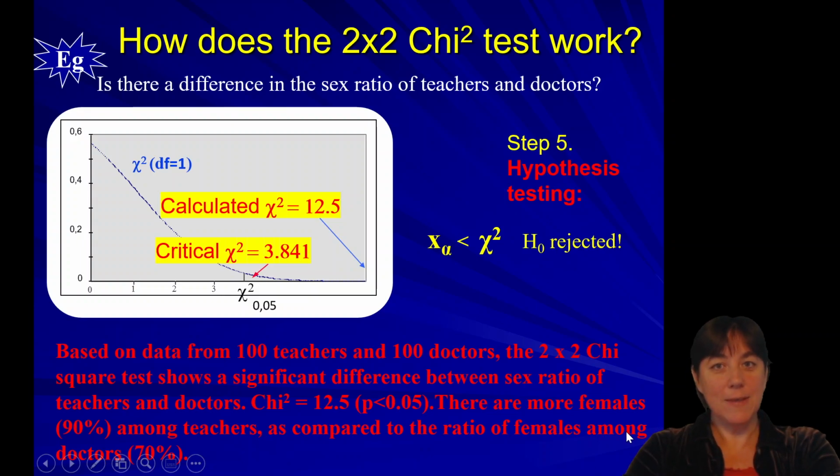And now comes the important part where you explain: okay, I found a significant difference, but what is significant? Well, there are more females, 90%, among teachers as compared to doctors, because there's only 70% of females among the doctors. You can also put this in a neat chart or provide a table with the percentages. Always use percentages and not raw frequency values. It's much nicer that way. It's easier to compare.